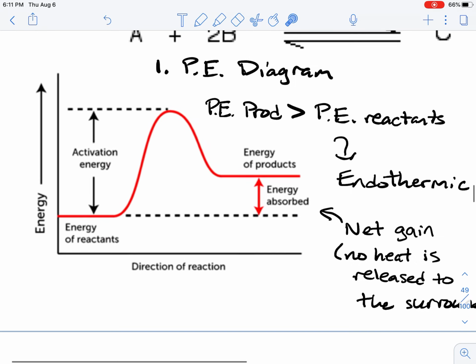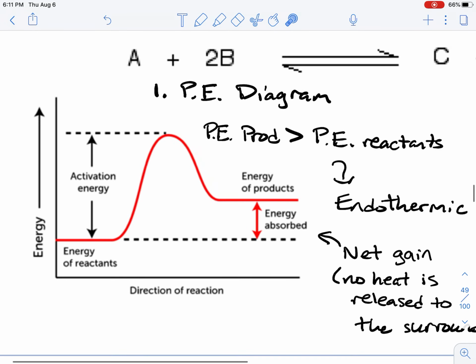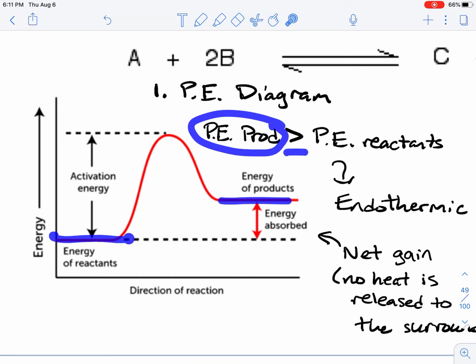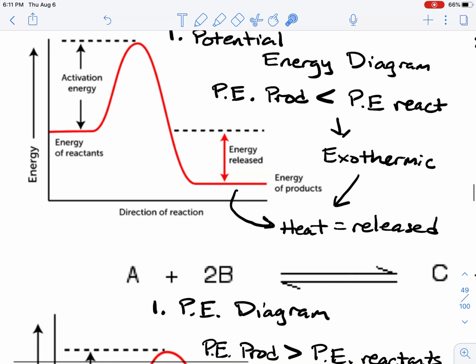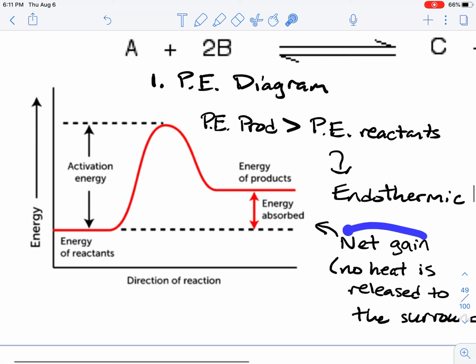For an endothermic reaction, the potential energy of the products is much greater than the potential energy of the reactants. And so this would be the scenario in which the reaction is going to be endothermic. In other words, there is no net release of energy. Rather, there's going to be a net gain in energy from the surrounding into the system.